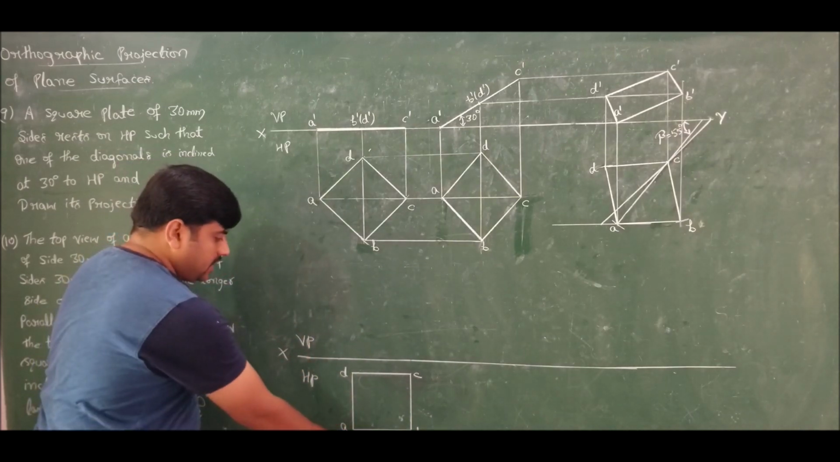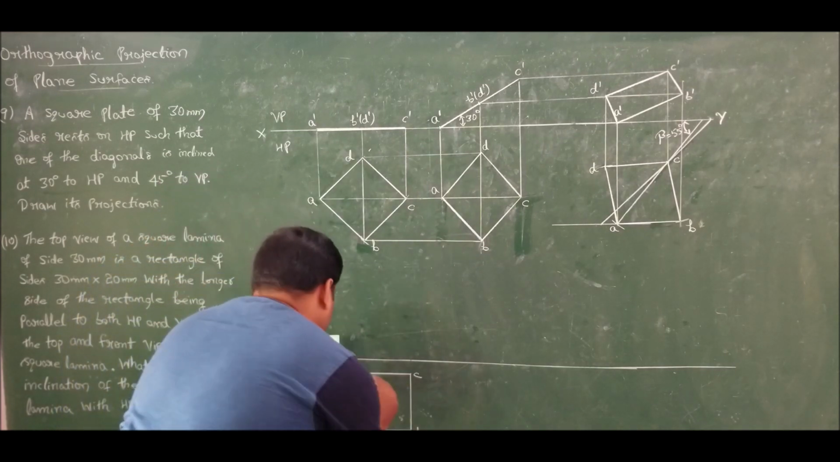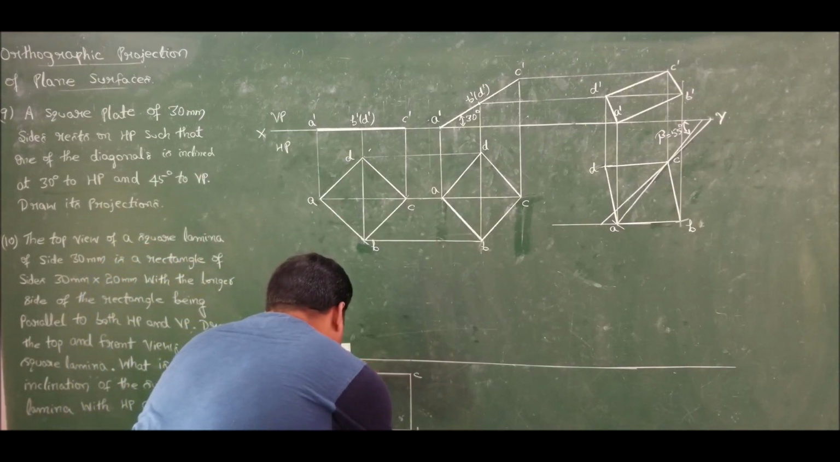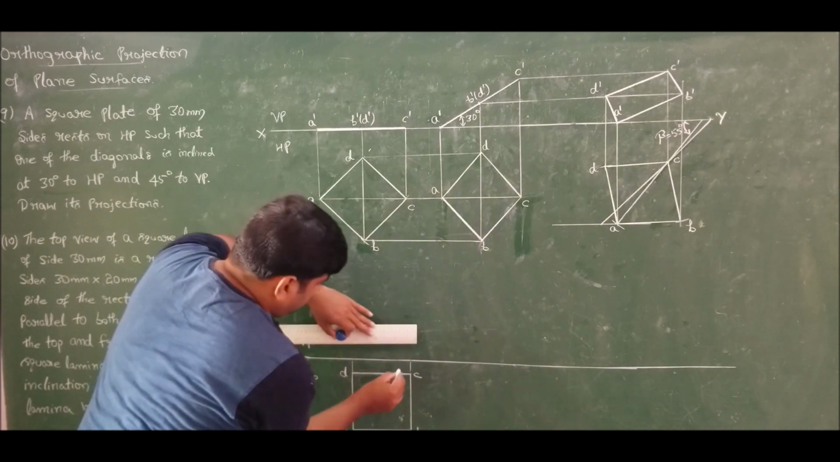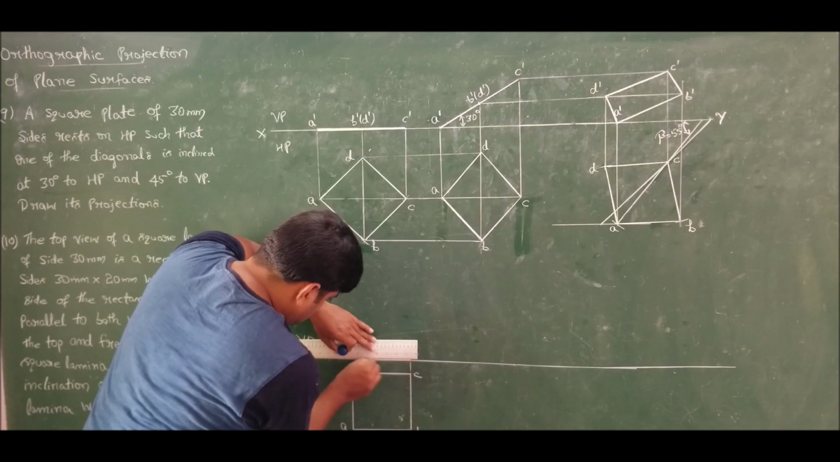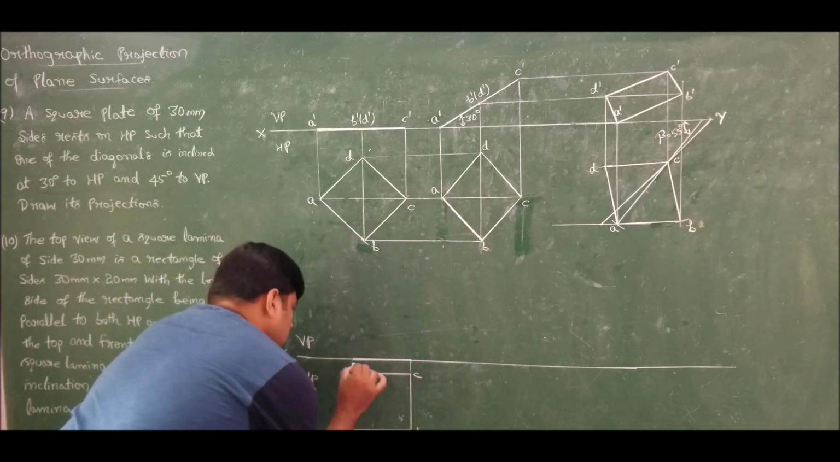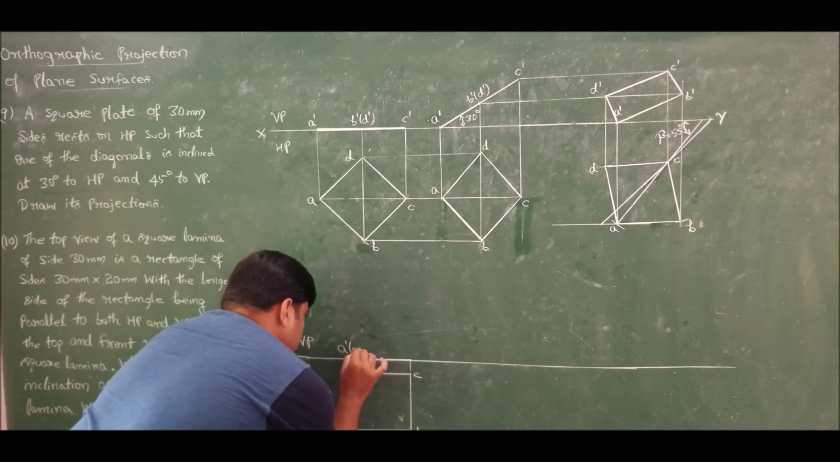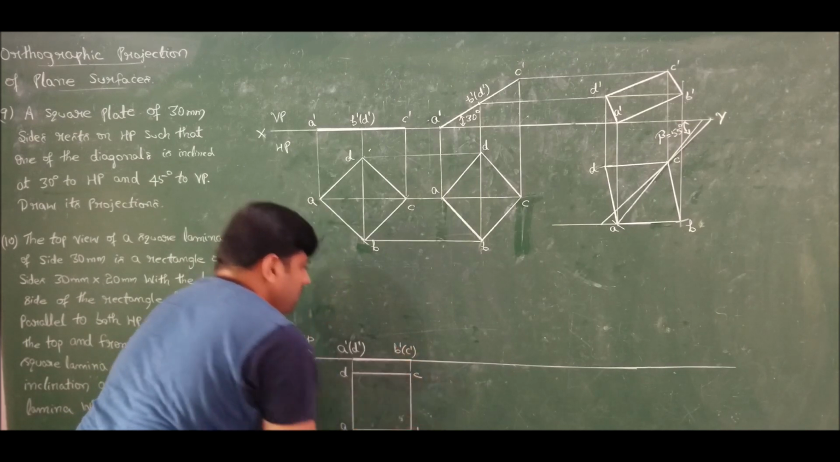Now observer will be here. For the observer, A and B are visible, D and C are invisible. Now if I take the projection, we'll have the lamina like this, whereas A dash is visible, D dash is invisible, B dash is visible, C dash is invisible.